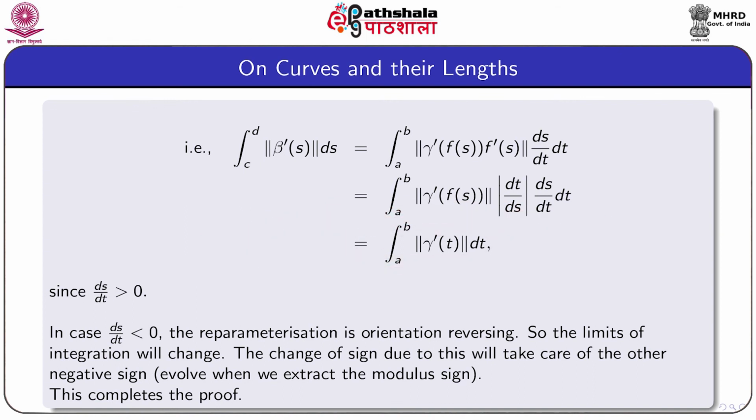In case dt/ds is less than 0, the reparameterization is orientation reversing. So the limits of the integration will change. The change of sign due to this will take care of the other negative sign which arises when we extract the modulus sign. This completes the proof.